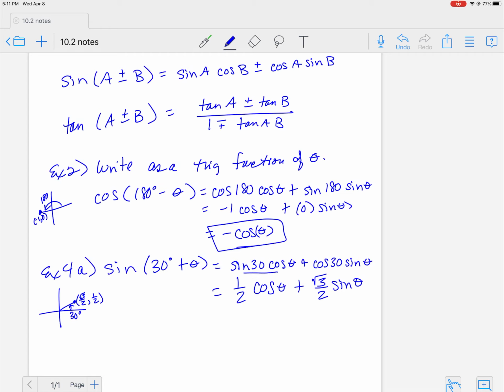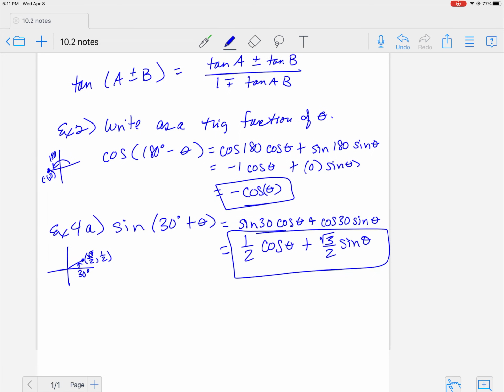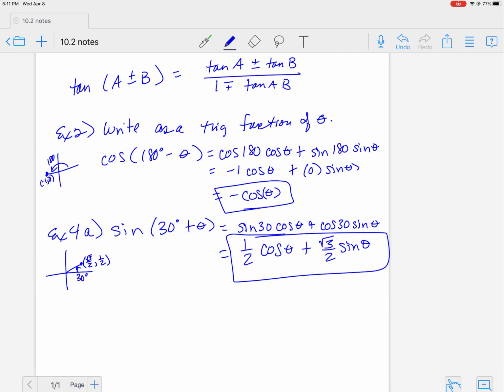So my sine here is going to be 1/2 cosine theta plus the square root of 3 over 2 sine theta. And there's nothing you can do to simplify that. It is exactly what it is, and that is your final answer. There's no like terms because they both have a value. That's it. Literally that easy, guys. We're not getting crazy on this, not even a little bit.